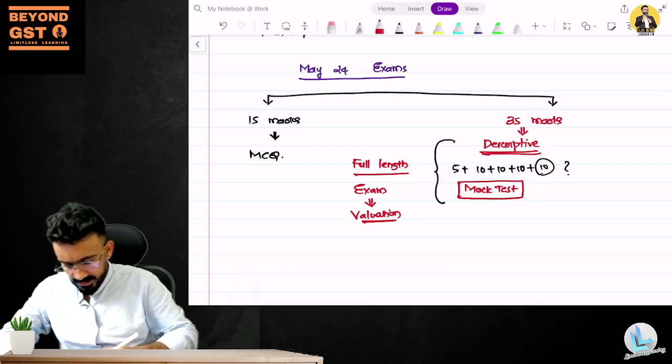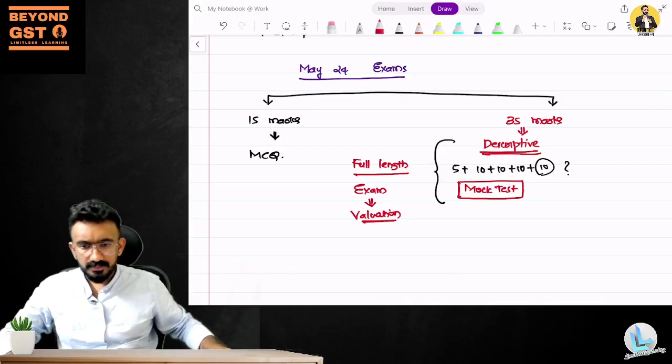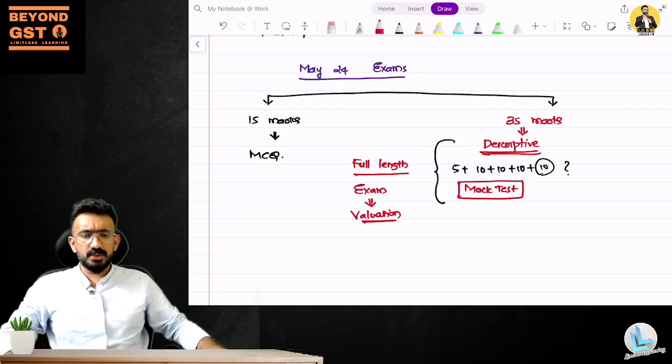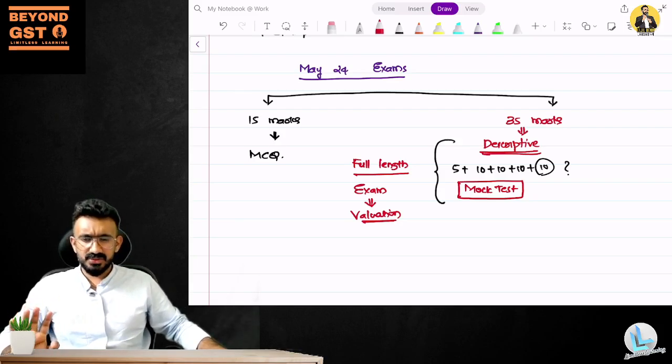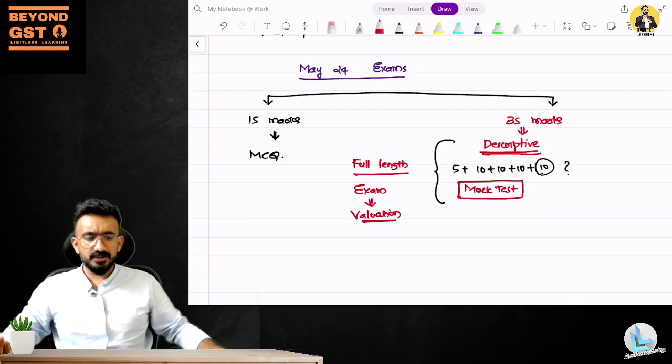So let's get started. I'll start by talking about the very basics of GST just to ensure that your understanding is proper, and then we'll get into the first set of questions.